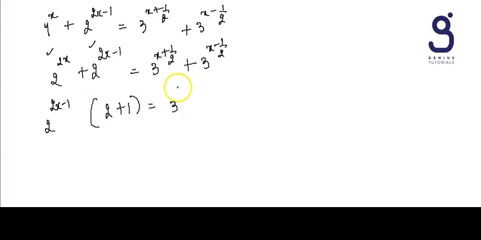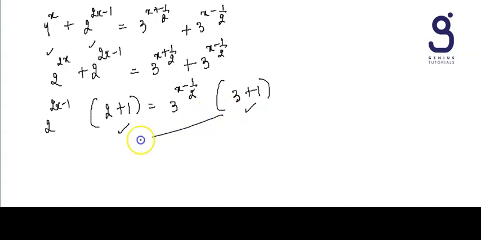Same way in the right hand side, we can take 3 to the power x minus 1 by 2 common because this is the smallest power out of these two, and we are left with 3 plus 1. Now this bracket is 3 and this is 4. So you can bring it in the denominator here and bring this value in the denominator here, so that all terms with base 3 can be tackled on the right hand side and all terms with base 2 can be tackled on the left hand side. Because this is 4, which is nothing but 2 square, and this is 3 to the power 1.